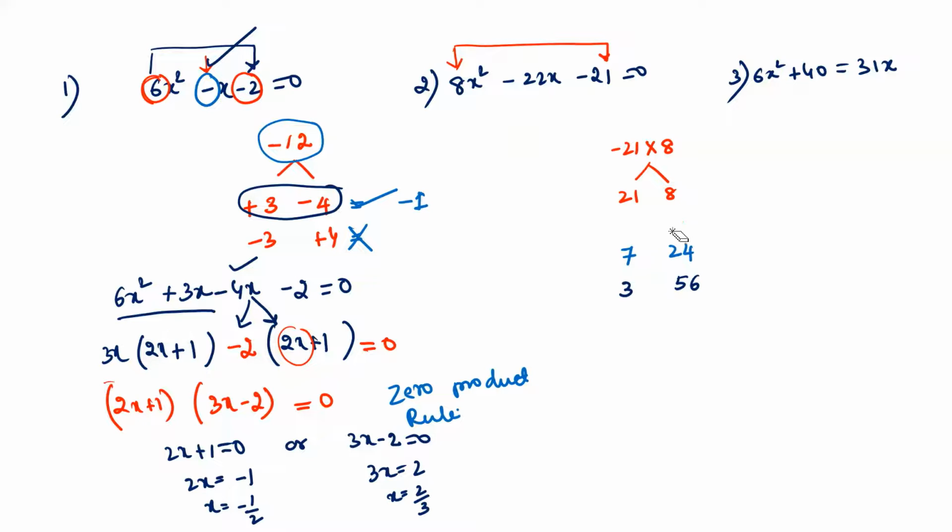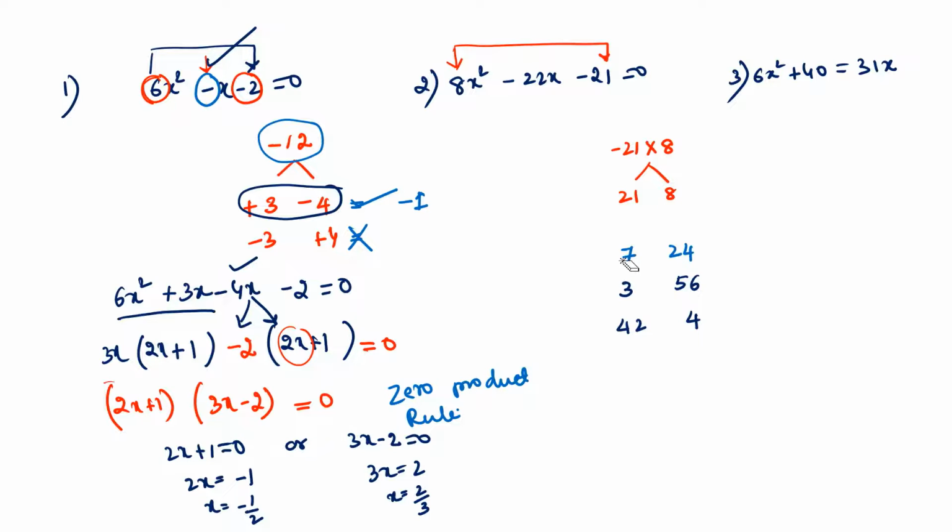So in these three, are we getting the numbers which will give us minus 22? No, ma'am. So now how will we do? Let us divide this by 2 now. So what will I get on the left hand? 21 into 2. What is that? 42 and 4. In this case also it's not possible, isn't it? Yes, ma'am.